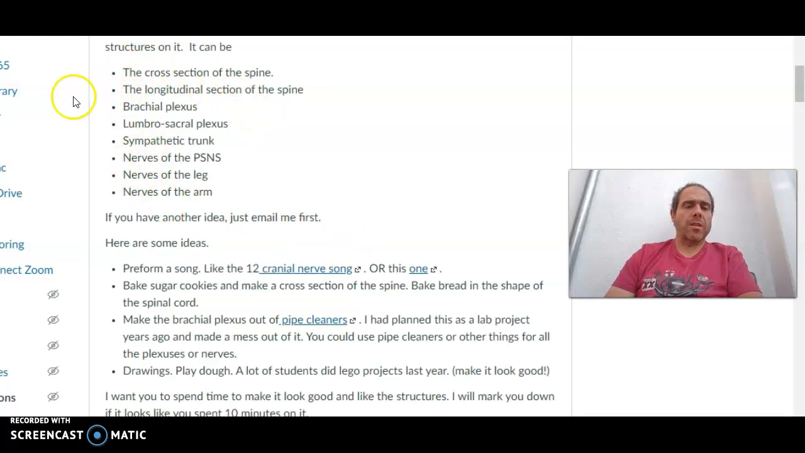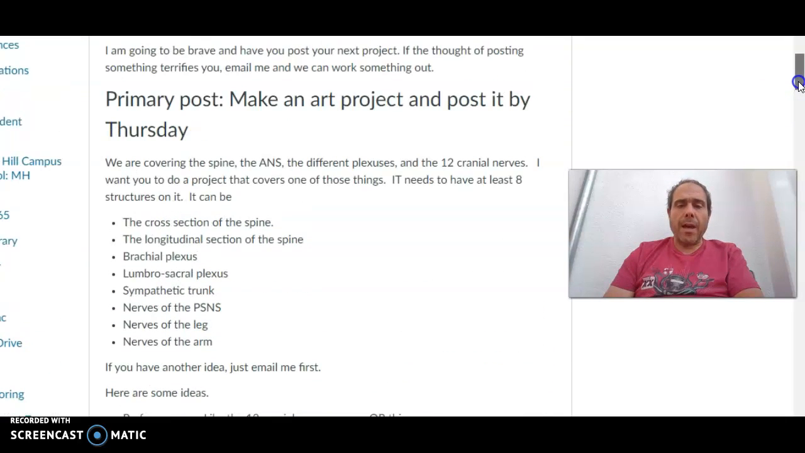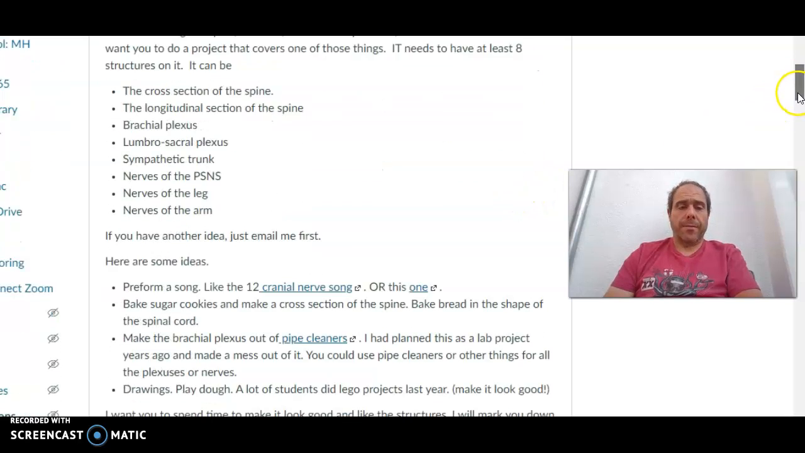It's not listed here. Cross section of the spine, longitudinal section, brachial, lumbosacral plexus, sympathetic trunk, nerves of the arm, nerves of the legs. If you have another idea, double check with me. The brain is fine though. But again, 8 structures. Do not kill yourself.